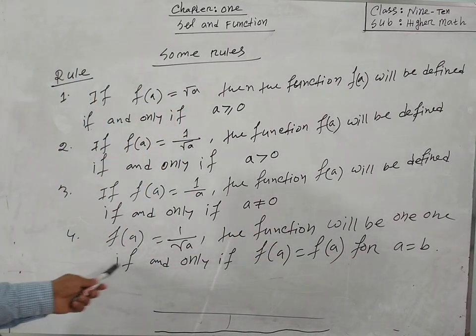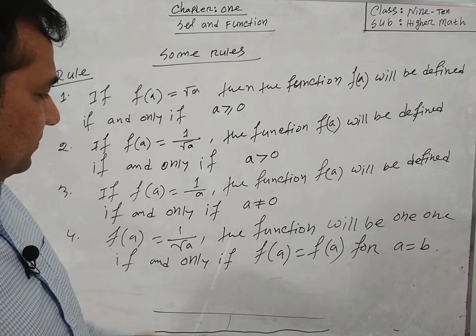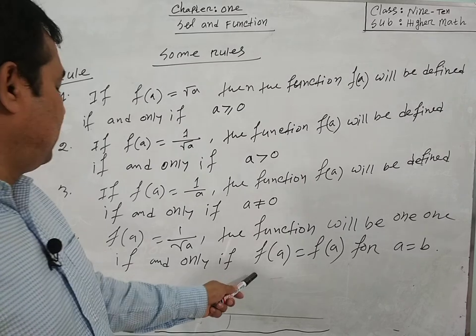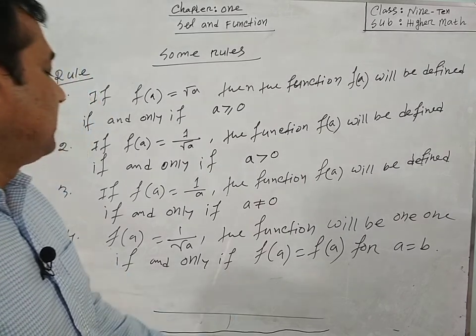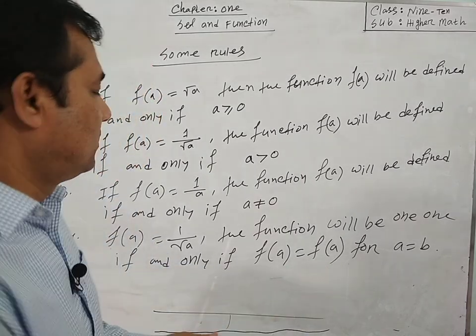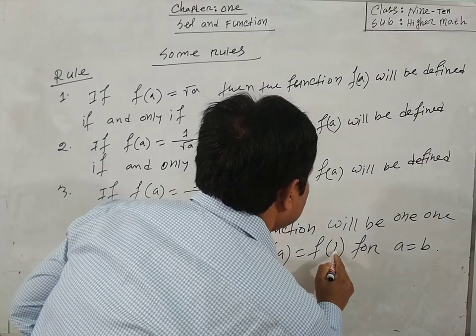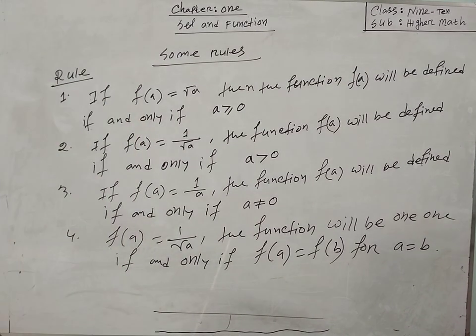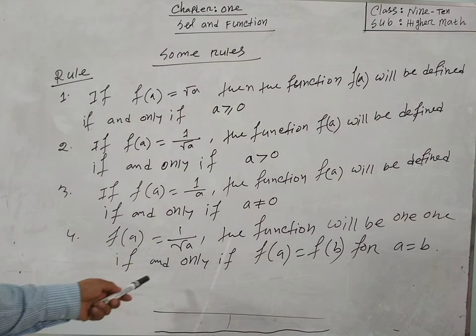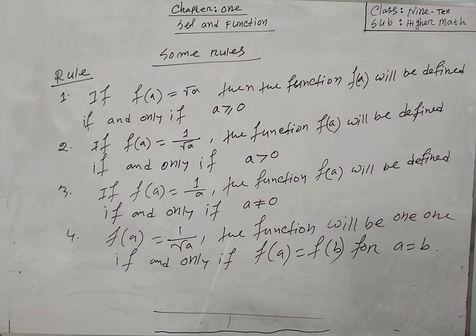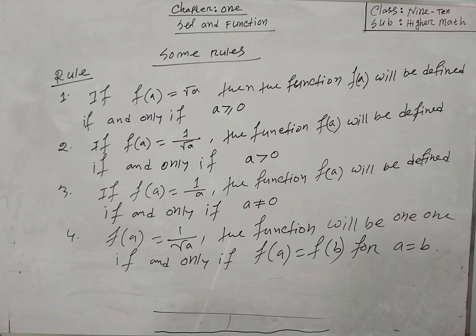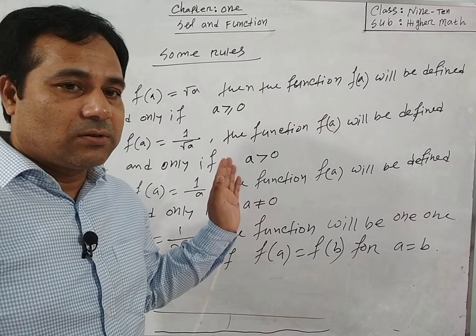Rule 4: the function will be one-one if and only if f of a equals f of b, for a equals b. This is a one-one function. These rules support one-one functions. Okay, write down very good, quick.